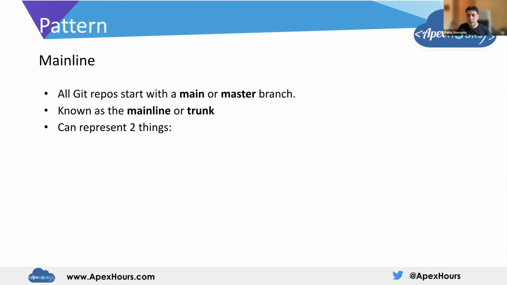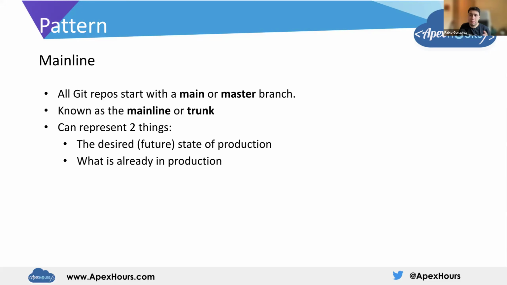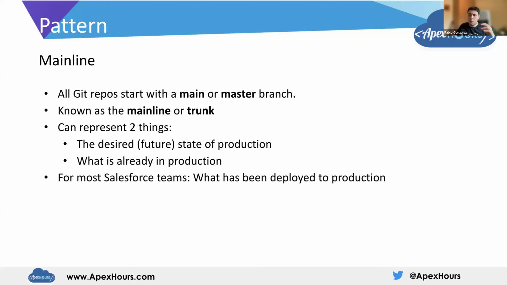Typically, the mainline represents two things. It represents the desired future state of production. It represents those things that have been approved to be in production, and they'll be deployed later on by some other mechanism. But it can also represent what has already been deployed to production. For most Salesforce teams that use Git, the mainline represents what's already been deployed to production. It doesn't have to. I'll talk about other ways to use this.